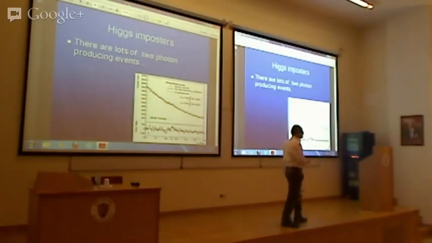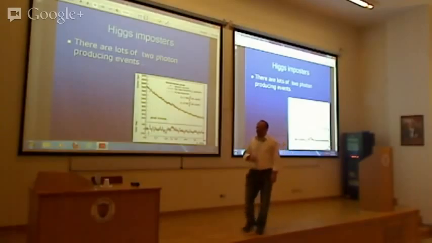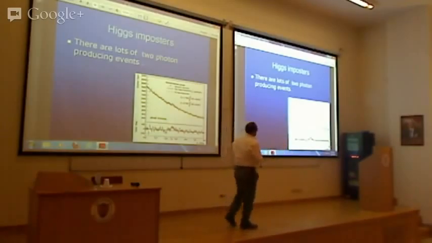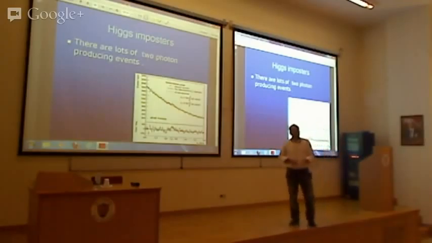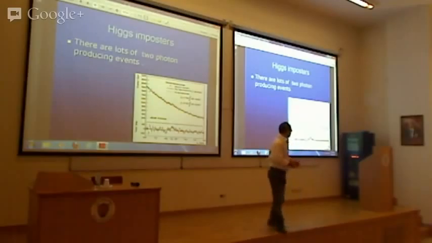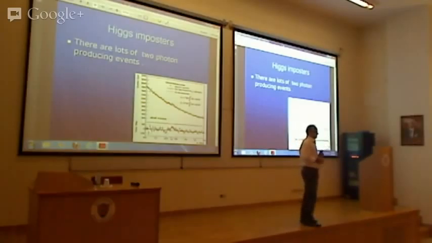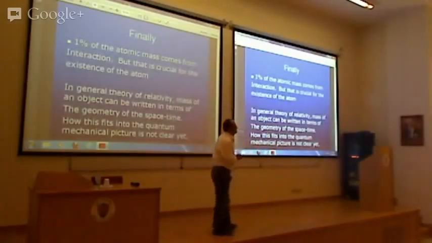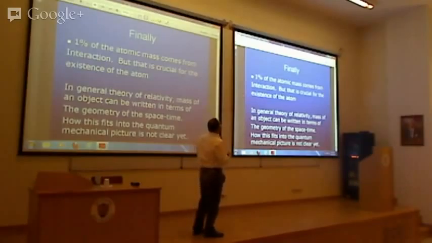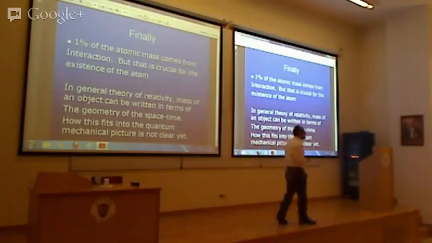So we have this particle. The standard model does not predict the mass of the particle. That's the problem. Maybe there will be another theory, which will actually explain why, for example, the mass of the proton divided by the mass of the electron is about 2,000, or why the particles have particularly that type of interaction with the nucleus. Some things that model cannot explain. Finally, 1% of the atomic mass comes from the interaction, but that is crucial, I told you, for the existence of the atom, for the appearance of the atom.